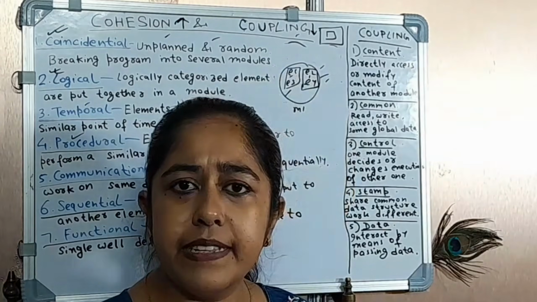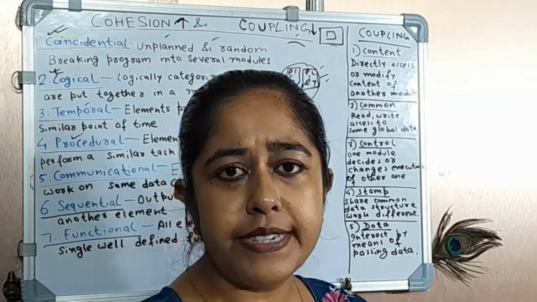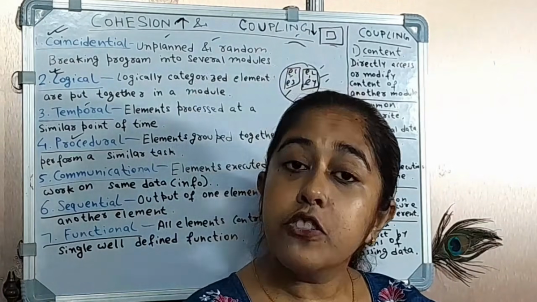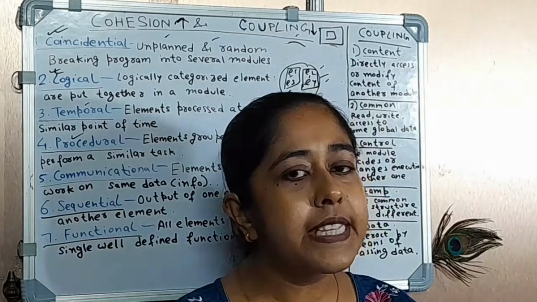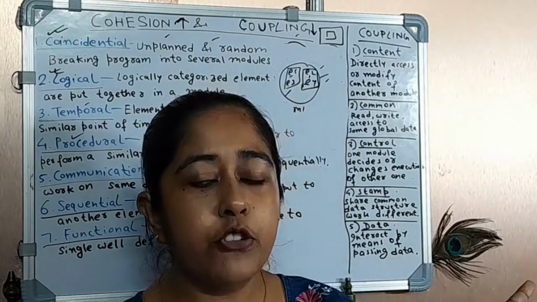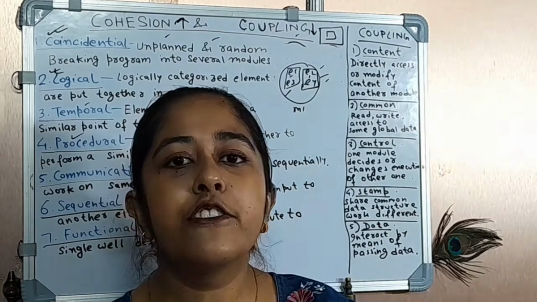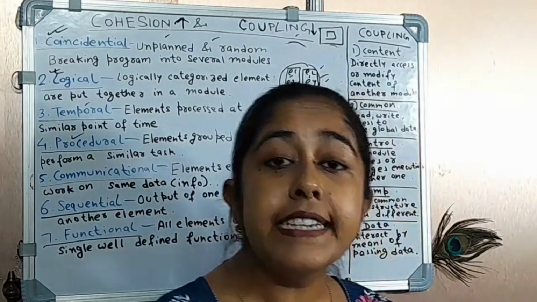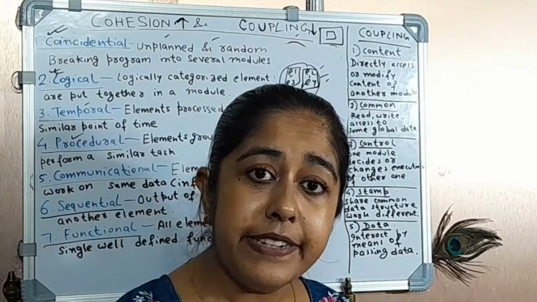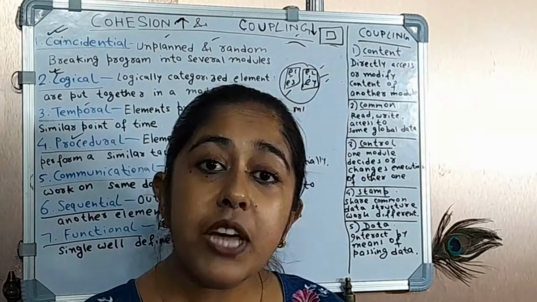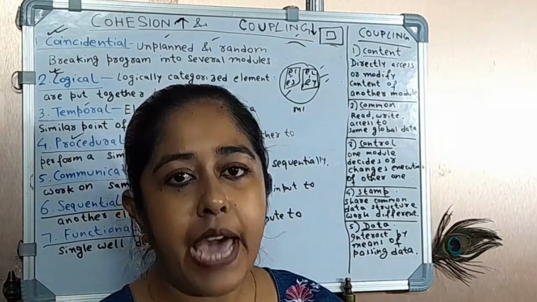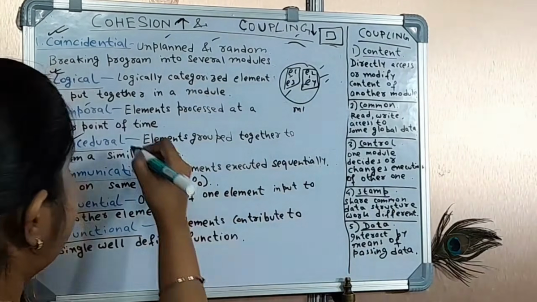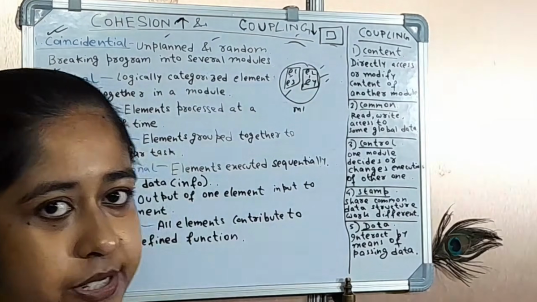Different elements are there. They are working at different times, doing different tasks. Okay, so first one, temporal, what? We were seeing about the same point of time. Now we are seeing what? The same kind of task. So the interdependability between those elements in a module which are performing a similar kind of task is known as procedural cohesion. Okay, that is our fourth kind of cohesion.